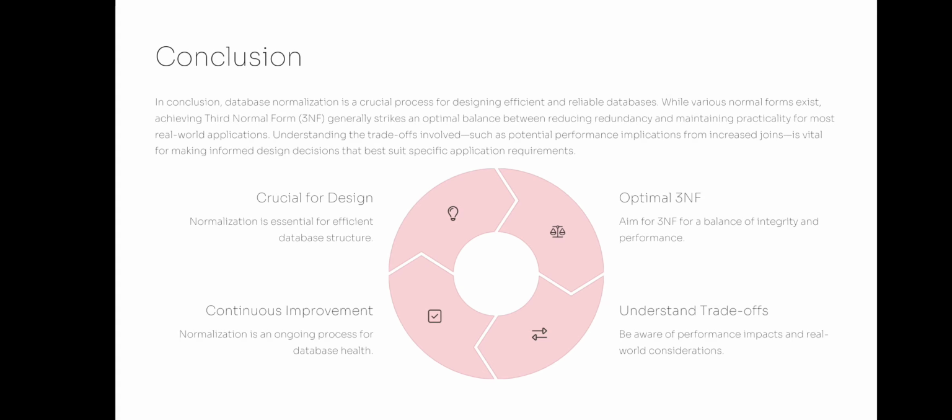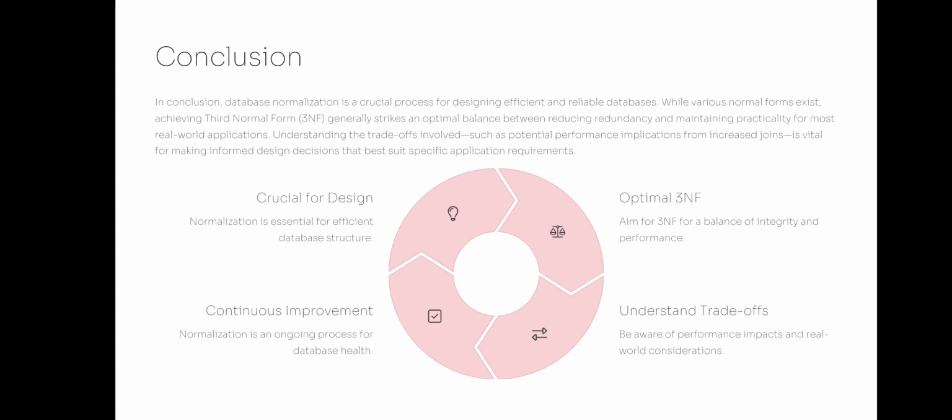In conclusion, database normalization is a crucial process for designing efficient and reliable databases. While various normal forms exist, achieving 3NF generally strikes an optimal balance between reducing redundancy and maintaining practicality for most real-world applications. Understanding the trade-offs involved, such as potential performance implications from increased joins, is vital for making informed decisions that best suit specific application requirements.